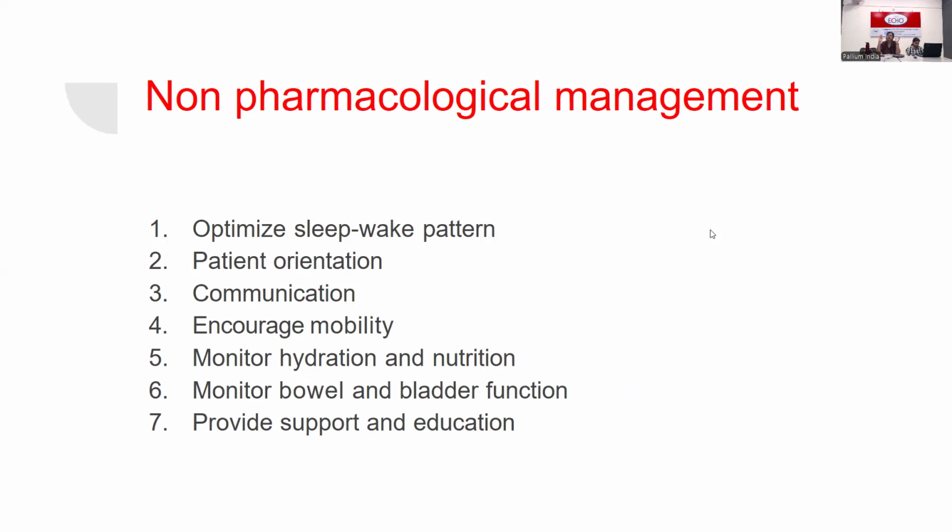Calmly orient the patient. Don't tell them they're saying wrong. That is very important. We commonly see they get irritated when you say, "Oh, what you're saying is wrong," and they get more irritated. Then communication with the family, encourage mobility, monitor hydration, nutrition, monitor bowel and bladder function, provide support and education.